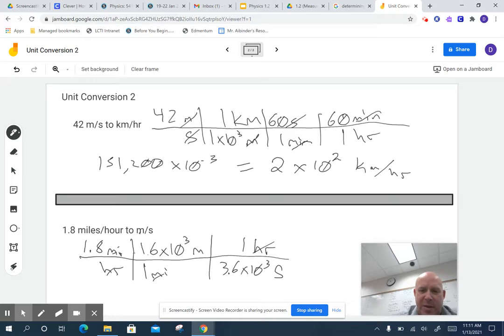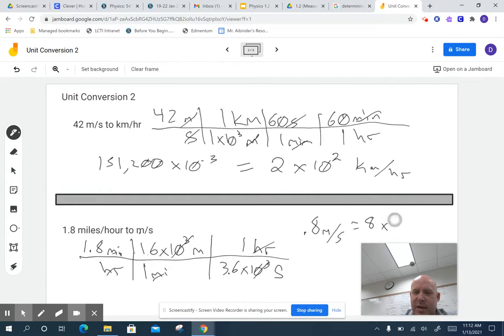Now, if you look here, this 10 to the third and that 10 to the third cancel out. That's good. So what we've got left is 1.8 times 1.6 divided by 3.6, which is 0.8. So 0.8 meters per second, which is 8 times 10 to the negative 1 meters per second.